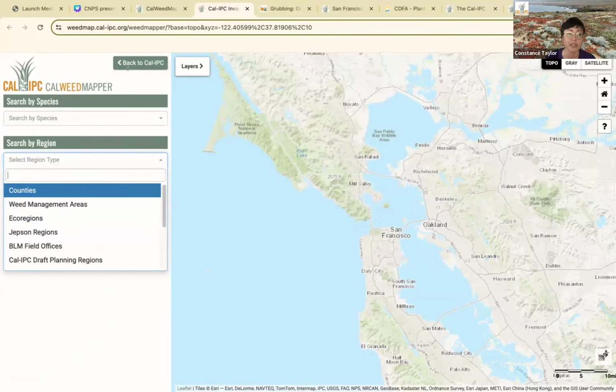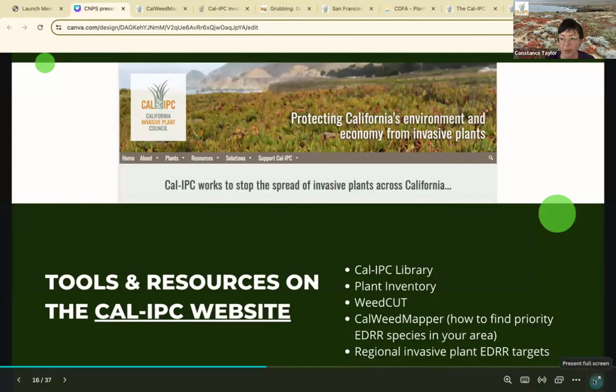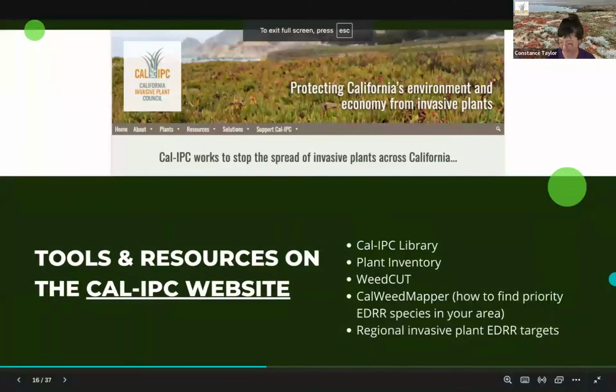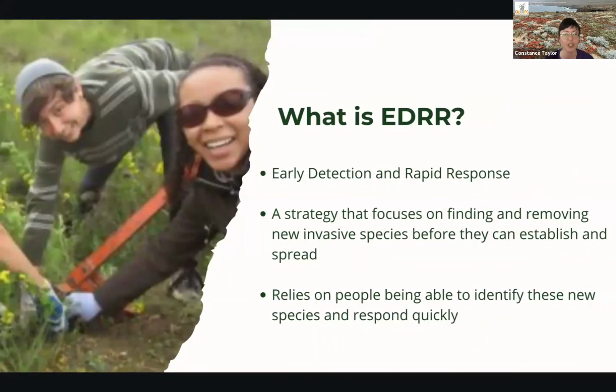So that brings me to the topic of EDRR. I know you were all just waiting for me to get to this topic. So what is EDRR? It means early detection and rapid response. And specifically, that means a strategy that focuses on finding and removing new invasive species before they can establish and spread. And this really relies very heavily on people being able to identify these new species and respond quickly.